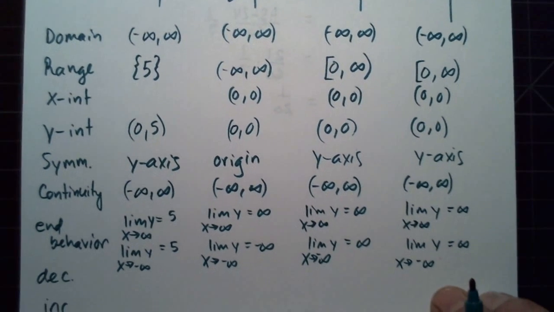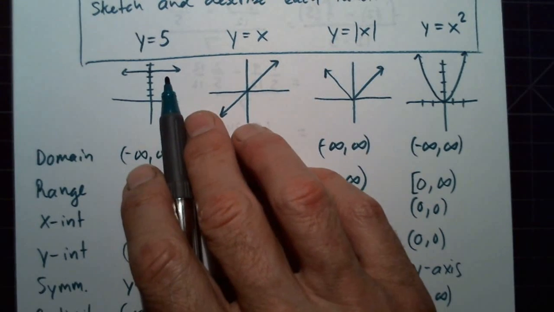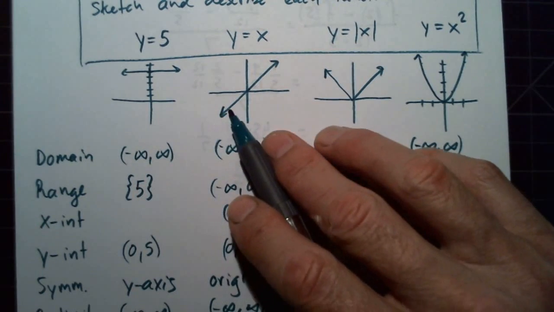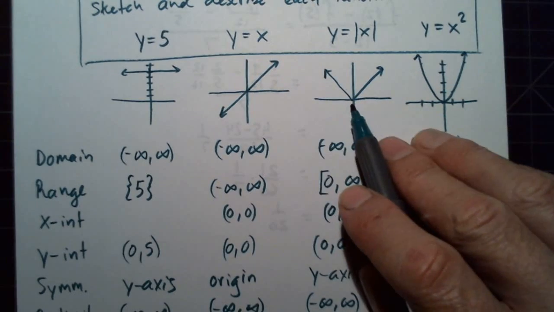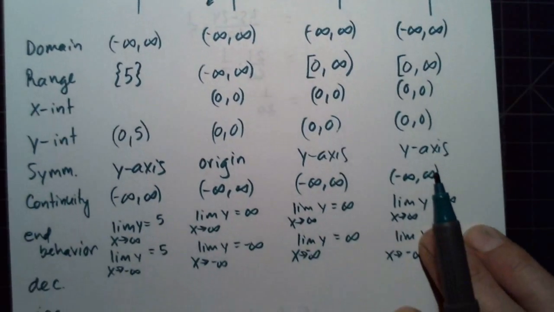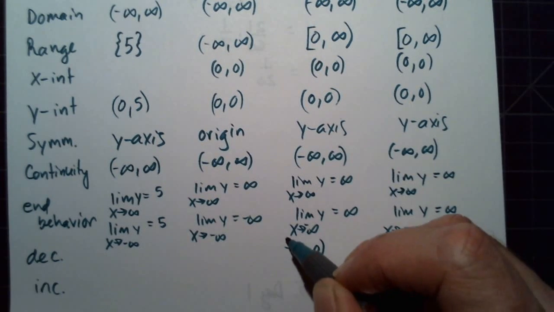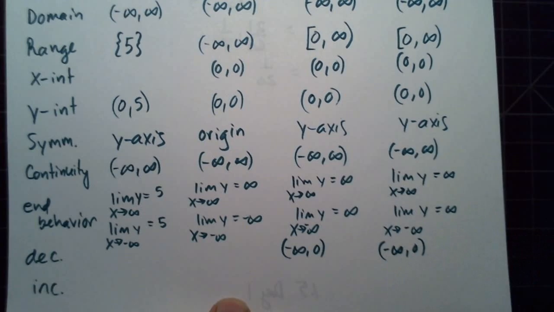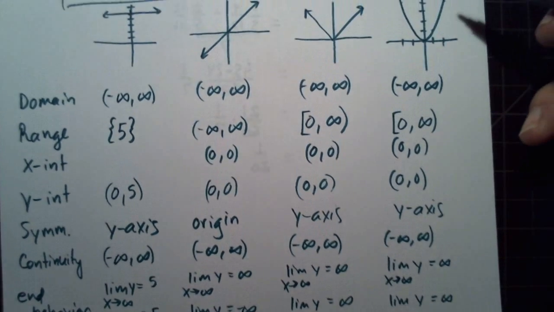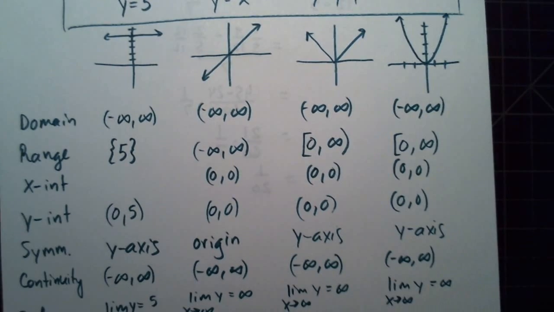All right, and then decreasing. Let's look up here. This is never decreasing. This is never decreasing. This is decreasing from negative infinity to 0. So decreasing from negative infinity to 0. And that'll be the same on the parabola. It's decreasing from negative infinity to 0.